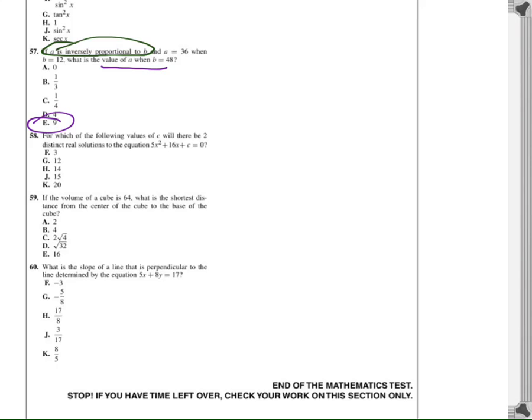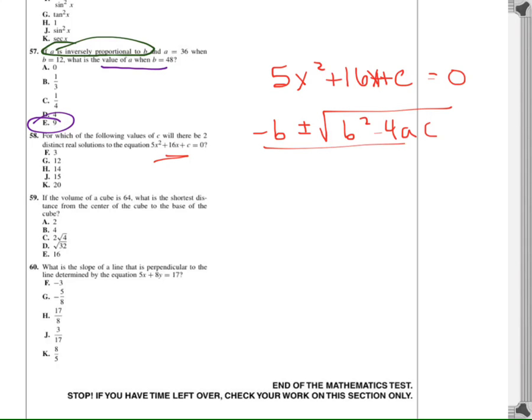Alright, problem 58. For what C will there be two distinct real solutions? You will definitely see something like this on the ACT. That's an x plus c equals 0. What we want to look at is the discriminant in the quadratic formula. If you don't remember what the discriminant is, I will tell you real quick. There's the quadratic formula. The discriminant is this stuff right here.